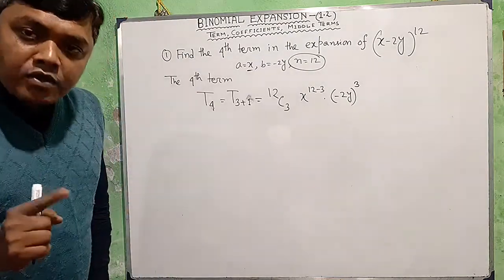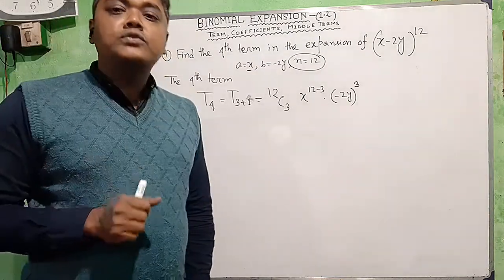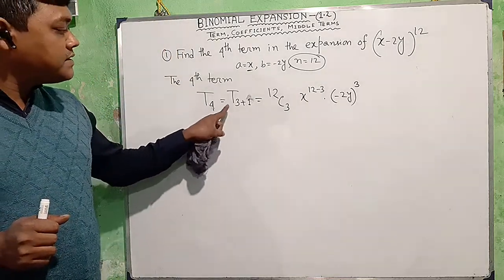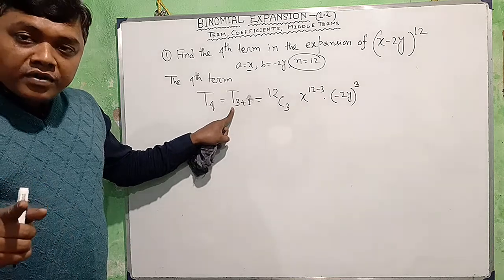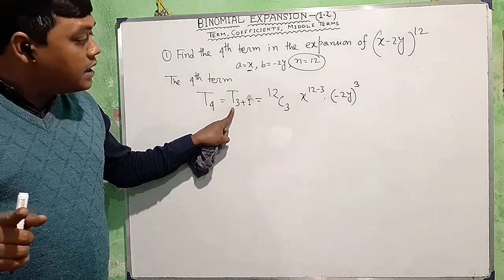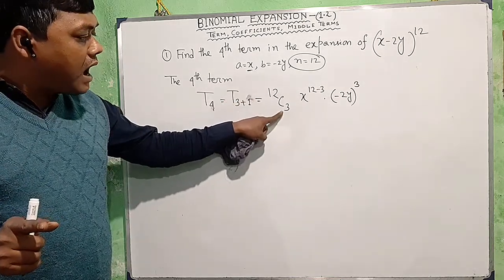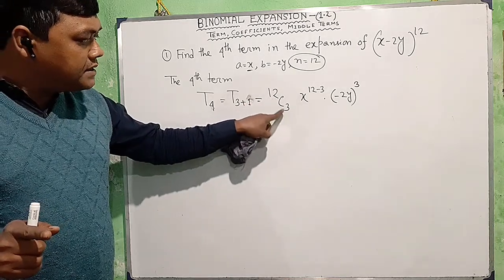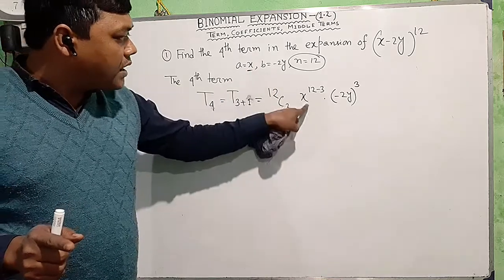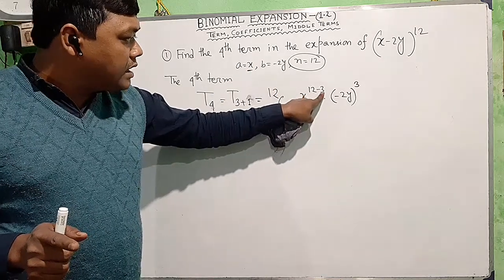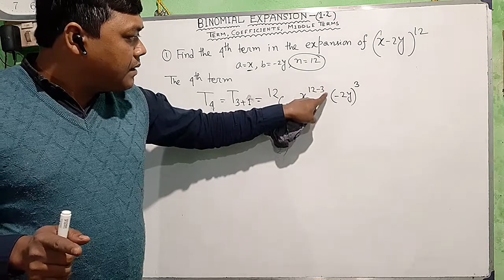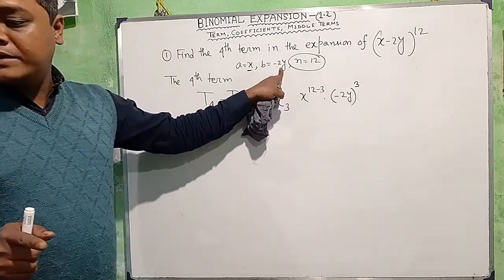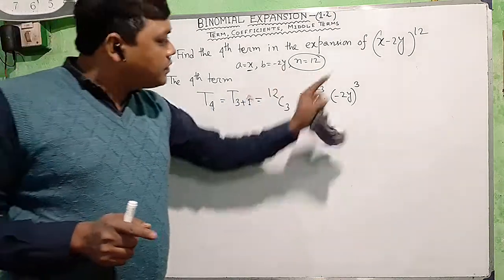Okay, and a equals x, b equals minus 2y. So that's why I have written T4, that can be written as T3 plus 1. According to the formula, T(r+1) equals nCr a to the power n minus r into b to the power r. Here r equals 3, n equals 12. So 12C3 a to the power 12 minus 3 into b to the power r, here b equals (minus 2y) whole to the power 3.